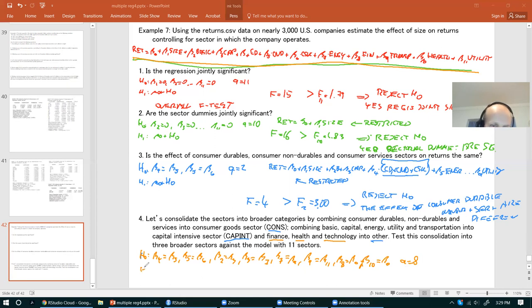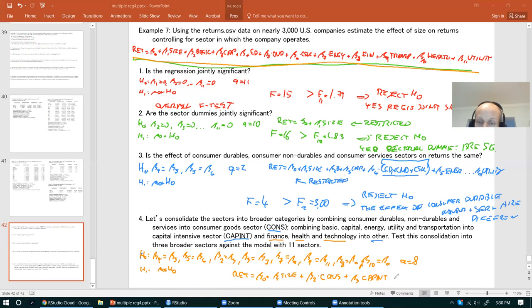So the alternative hypothesis is, as always, just not H0. And now all we have to worry about is how to estimate the restricted model. What does the restricted model look like? The restricted model will have return as the dependent variable, beta 0 plus beta 1 size, plus, and now we went from 11 sectors and 10 dummies into 3 sectors and just 2 dummies. So we're going to use beta 2 times the consumer goods sector plus beta 3 times the capital intensive sectors, which is a combination of basic, capital, energy, utility, and transportation.